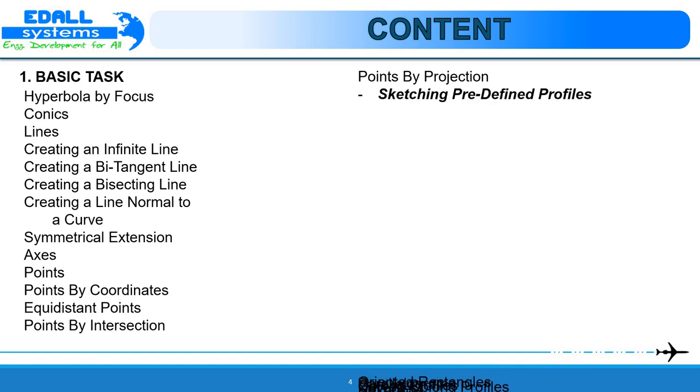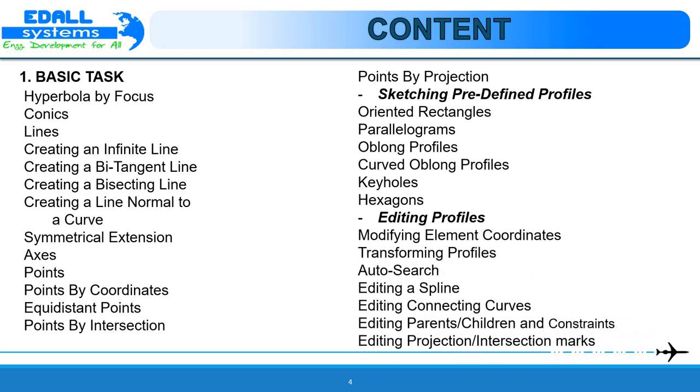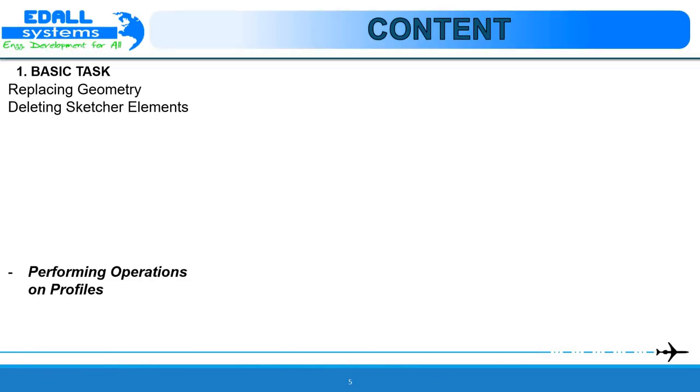Under sketching predefined profiles, we have oriented rectangles, parallelograms, oblong profiles, curved oblong profiles, keyholes, hexagons. Under editing profiles, we have modifying element coordinates, transforming profiles, auto search, editing a spline, editing connecting curves, editing parent, children, and constraints, editing projection intersection marks. Replacing geometry, deleting Sketcher elements.